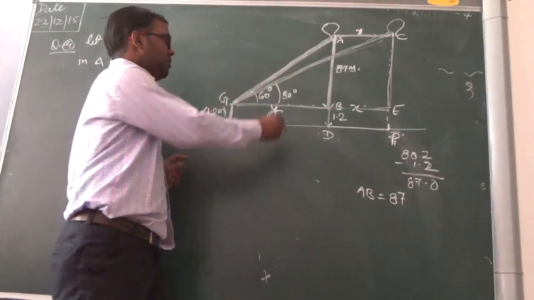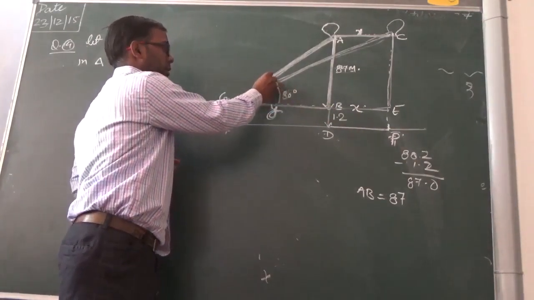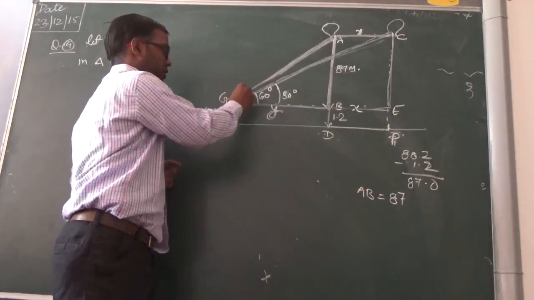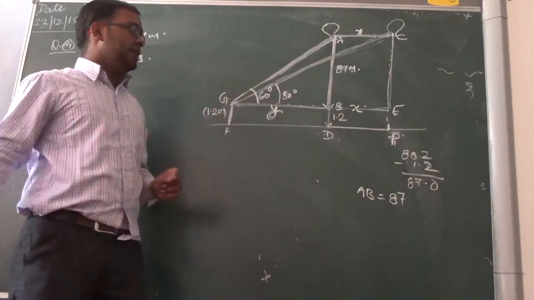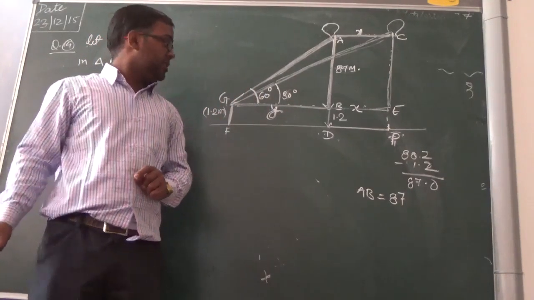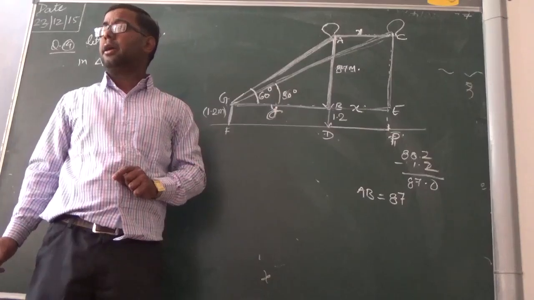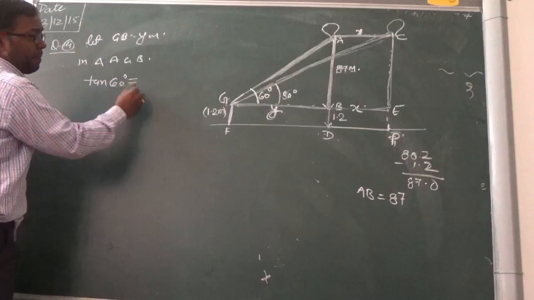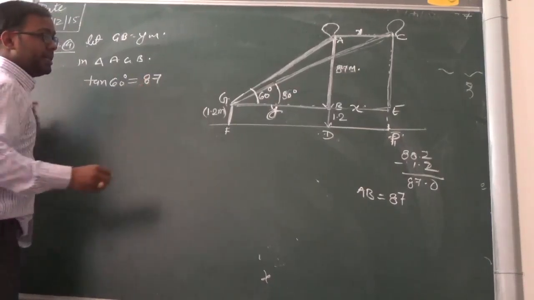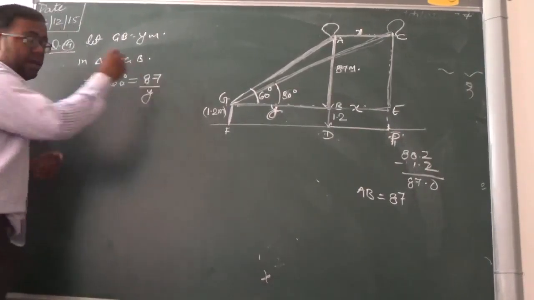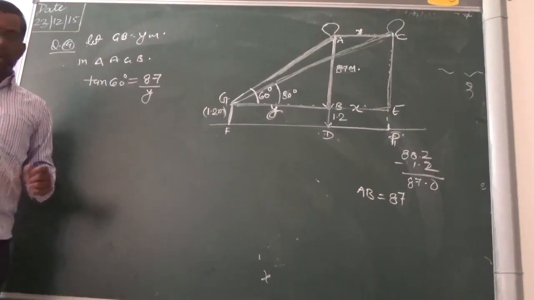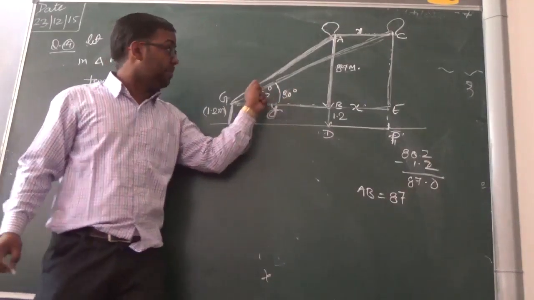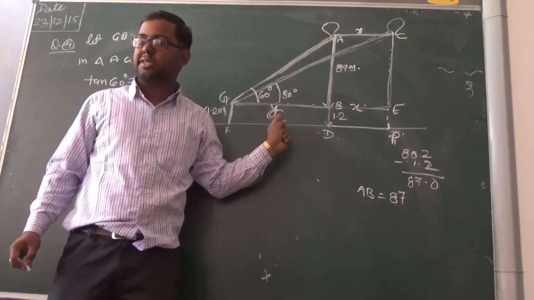Now, in AGB, how much angle is there? 60 degree. So tan 60 degree is equals to perpendicular, how much? 87 upon Y. Because इसमें इंफॉर्मेशन केवल y में जाएगी. अगर आप ये वाला ट्रायंगल लेंगे तो x plus y आपको परेशान करेगा. Say yes or no?